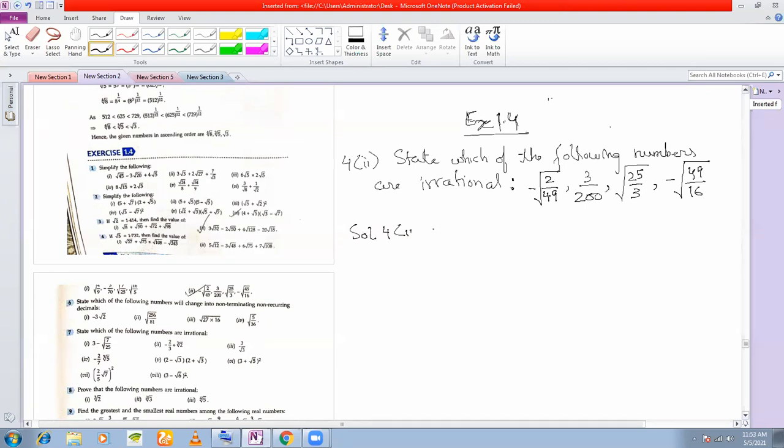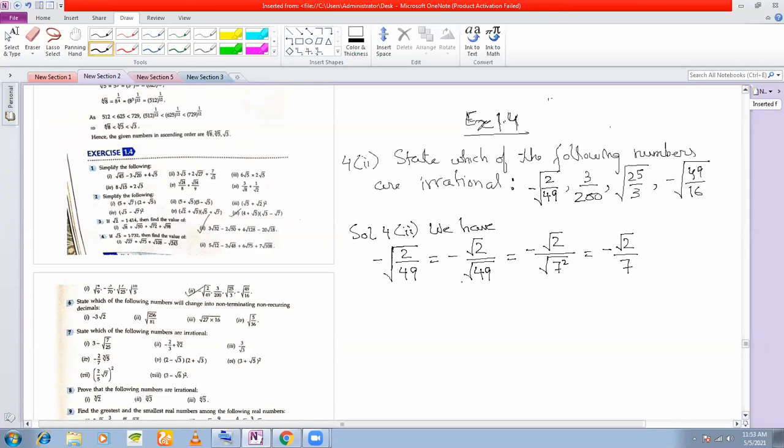So let's consider the first number, minus root 2 by 49. Is this rational or irrational? What you do is you write this as minus root 2 by root 49, because I've already given you the property root p by q is equal to root p by root q. Root 49 is nothing but 7 square, so you get minus root 2 by 7.